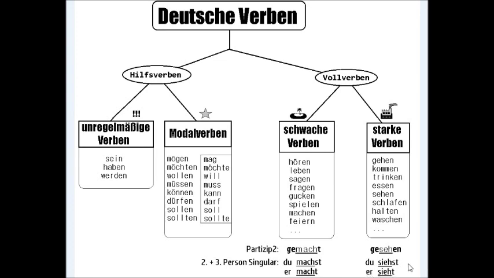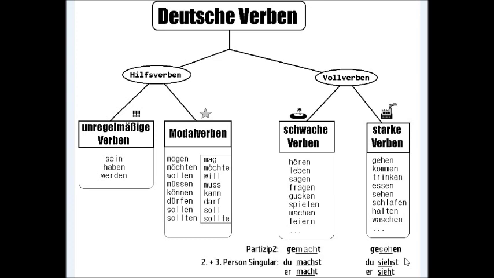This variation often comes as an umlaut added to a vowel. For example, fahren, to drive, er fährt. Another difference is the ending of the past participle. It has n instead of t at the end of it. Sehen, gesehen, not gesehet. This is true for the vast majority of the strong verbs.